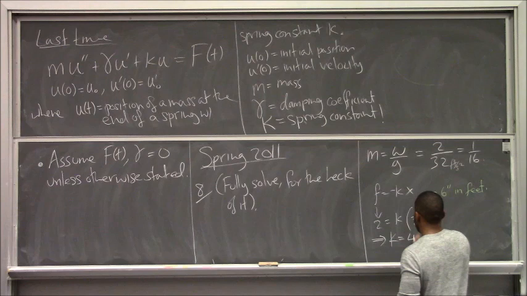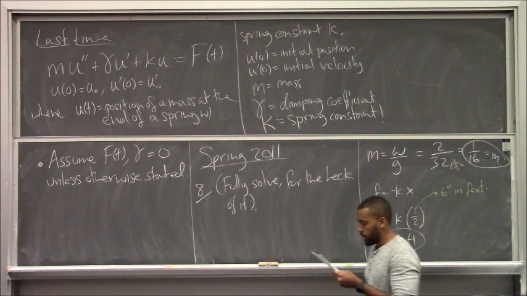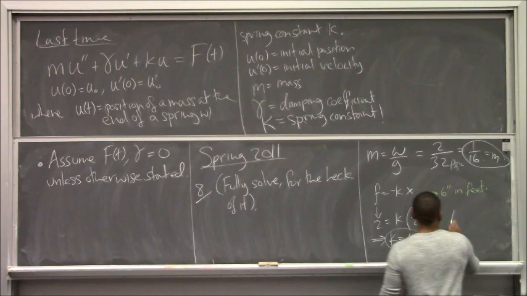So k equals 4 and m equals 1/16. Now, remember what I said, what is gamma? Zero. Unless otherwise stated, we will assume gamma is zero. Assume no damping. This is kind of like ignoring air resistance.